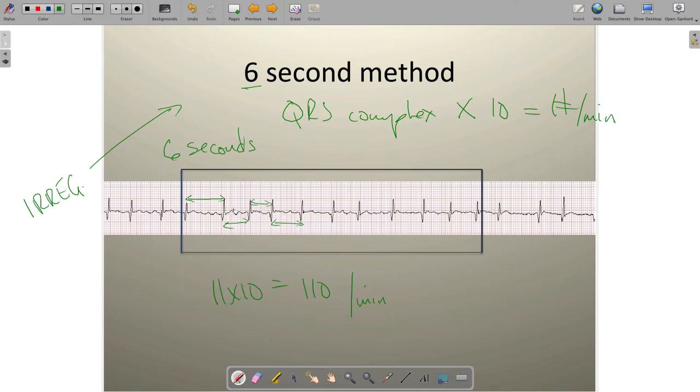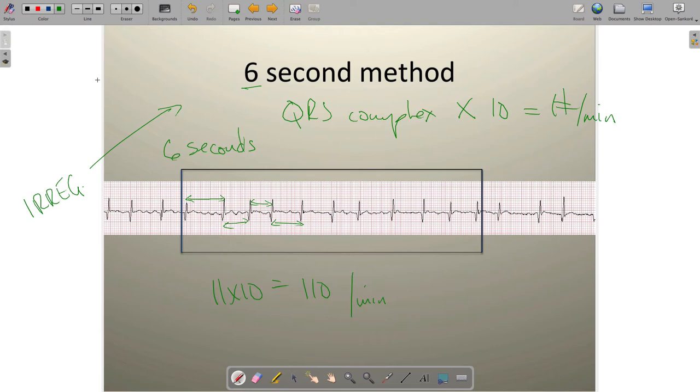They're all different. So this is an irregular rhythm. And in order for us to average all these things out together, we're going to put them all together and multiply them by 10. We'll get the average number of beats per 60 seconds worth of time. So the 6-second method is great for irregular rhythms.